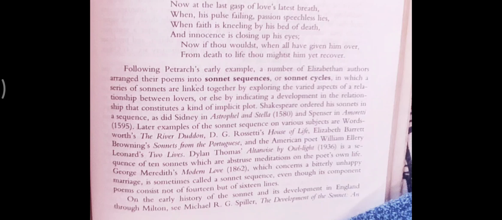So, let us go through the example by William Shakespeare, and we are going to study the sonnet from the Shakespearean sonnet variety in our next lecture. So, we will go through one after another.